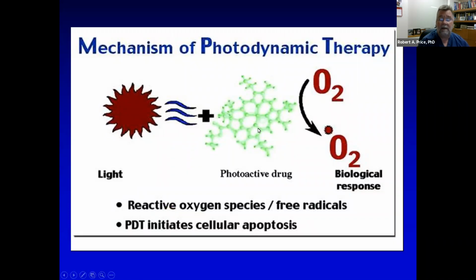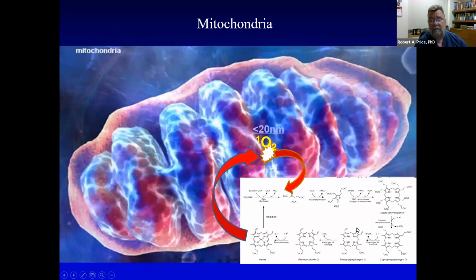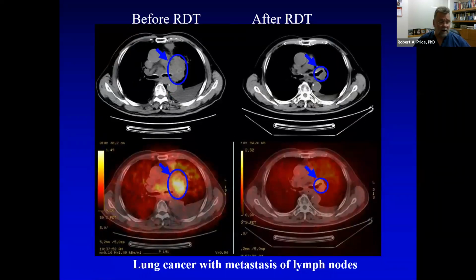So here you have the light and the photoactive drug, and we produce these reactive oxygen species and free radicals. We can also initiate cellular apoptosis. If this happens in proximity to the mitochondria, we can kill the cells directly. So what our Chinese colleagues have found, here's one slide that'll just give a quick demonstration of this. As you can see here, before RDT, on this CT scan, this mass in the left hilar region, post RDT, gone away. Here we have a PET CT, very active, gone away.